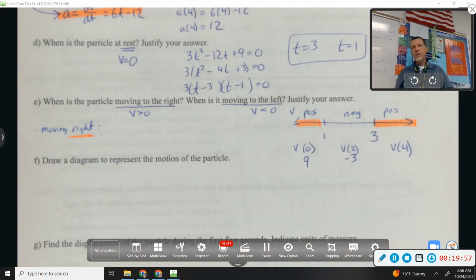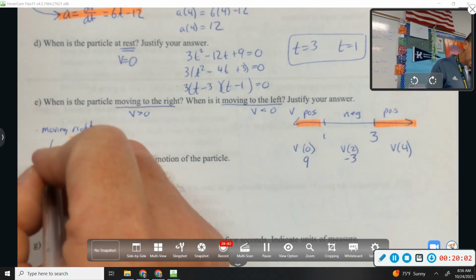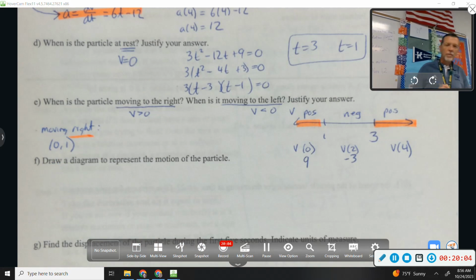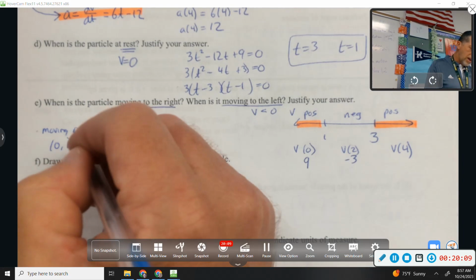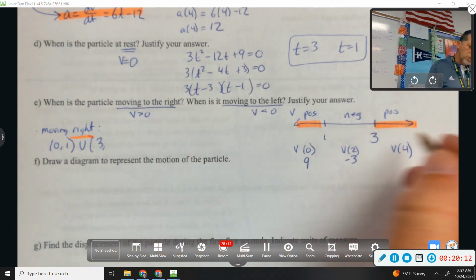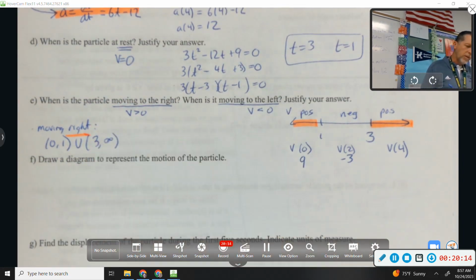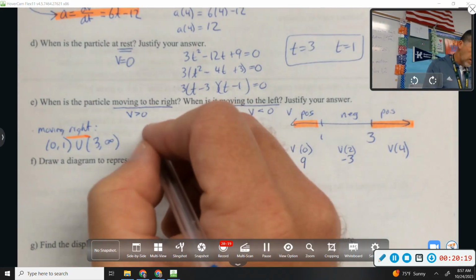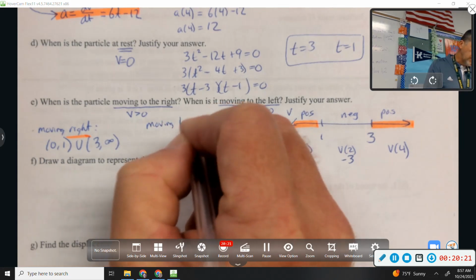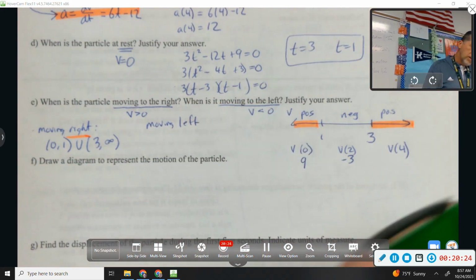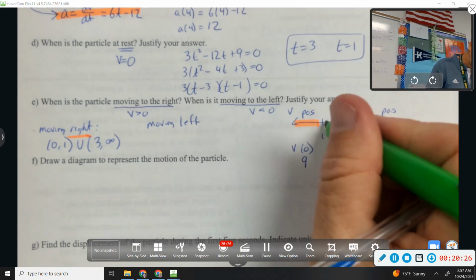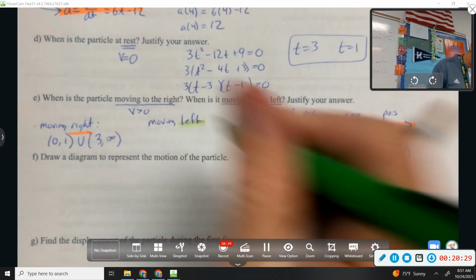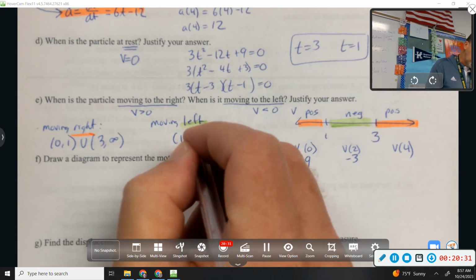You can do this in inequality notation or in interval notation, either one. I'm going to go with intervals. I think it's easier. So from 0 to 1, we're moving to the right. And then from 3 to forever, we're moving to the right. Moving to the left, that would be where V is negative. So that would be from 1 to 3.